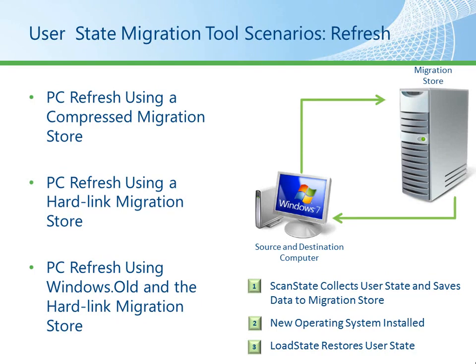So Windows 7 is installed, and then once Windows 7 is installed, the administrator runs scan state and load state command line tools successively with the HardLink command line option. So it's going to run that scan state against the Windows.old directory, do a HardLink migration on it, and then run the load state with the HardLink option to bring them into the Windows 7 environment.